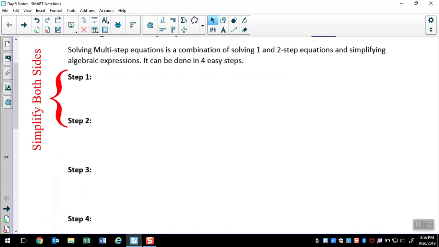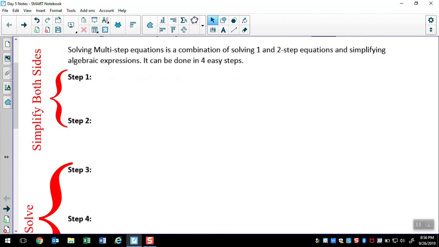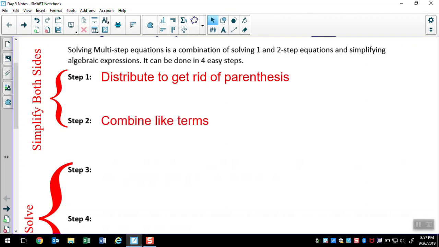The first part is simplifying. The second part is then solving. So the first two steps we're going to follow are really just simplifying. We're going to simplify each side first separately, and then we'll go into solve mode. So the first step is to distribute to get rid of parentheses. Second step is combine like terms. So if you remember back to last unit, when we had to simplify expressions, those were our two steps.